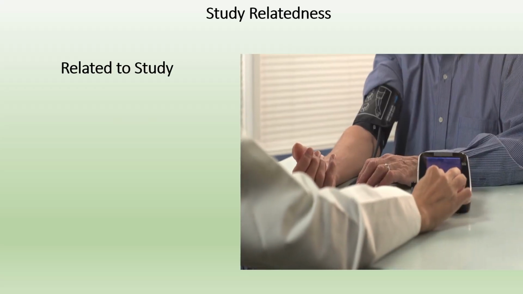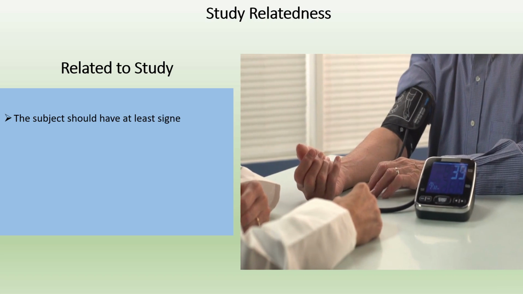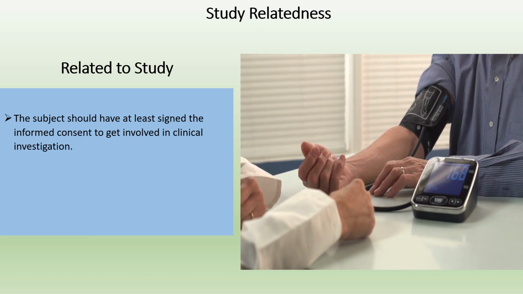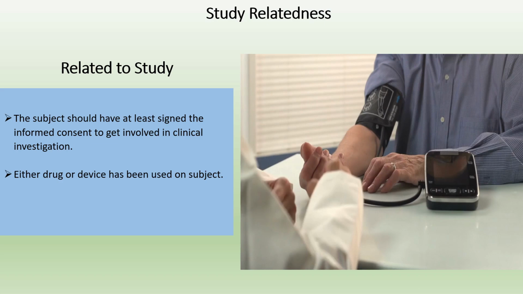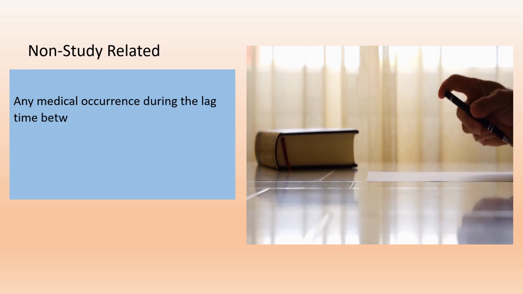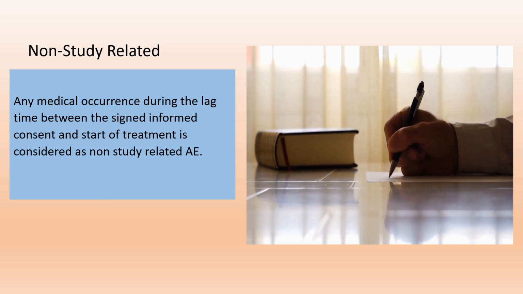Study relatedness. The adverse event is considered to be related to the study only if the subject should have at least signed the informed consent to get involved in the clinical trial or clinical investigation, and either the drug or device has been used on the subject, or the subject has undergone active eligibility screening as per the protocol. Non-study related. Any medical occurrence during the lag time between the signed informed consent and the start of the treatment is considered a non-study related adverse event.